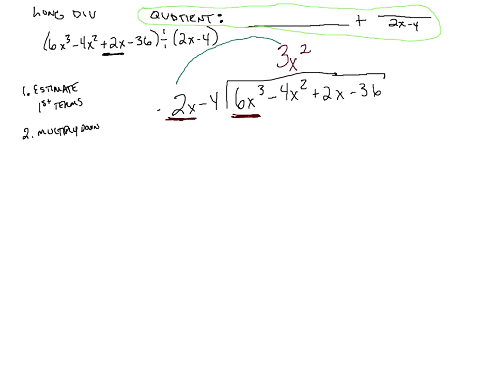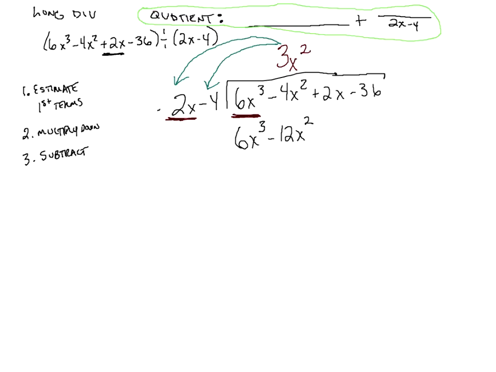I'm going to multiply. It's basically distribution of the term at the top to each of the terms in your divisor there. And what I get when I multiply down is 3x squared times 2x is 6x cubed. 3x squared times negative 4 is negative 12x squared. Now, the next step is to subtract.